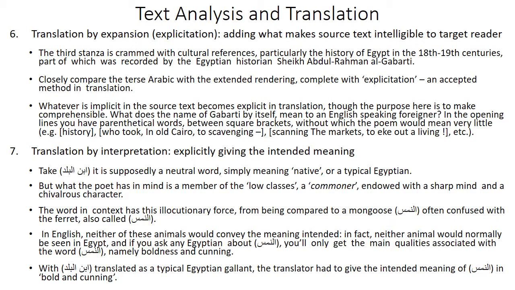ده بيأكد لنا انه ممكن بكلمة ابن البلد يقصد بيها مش بس مجرد native او typical Egyptian، لا also he mean the gallant. طب حتة النمس بقى. Neither of the animals in fact would normally appear or seen in Egypt. And if you ask an Egyptian about the nymphs، لو قلت لأي مصري جبت له سيرة النمس مش هيمشي على الحيوان اللي هو النمس، لا خالص، هو هيروح ل the qualities associated with the word النمس اللي هي namely boldness and cunning. okay.